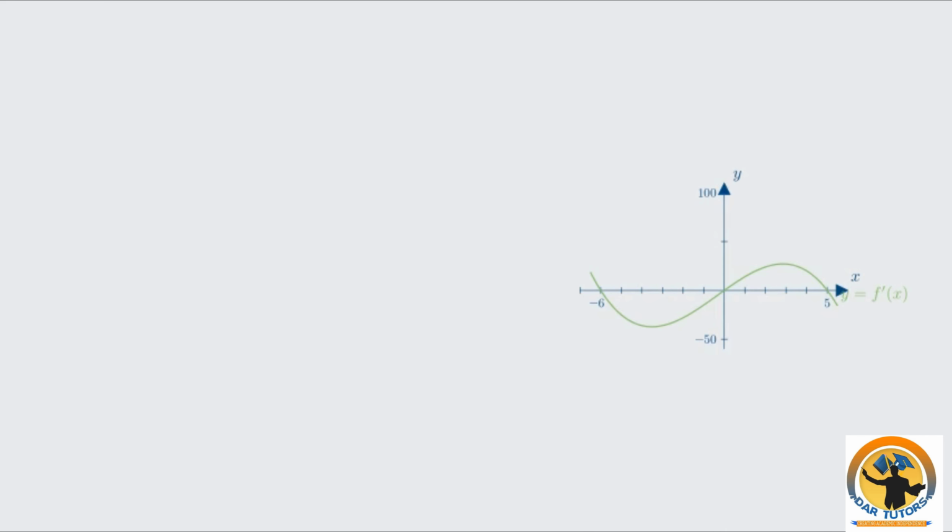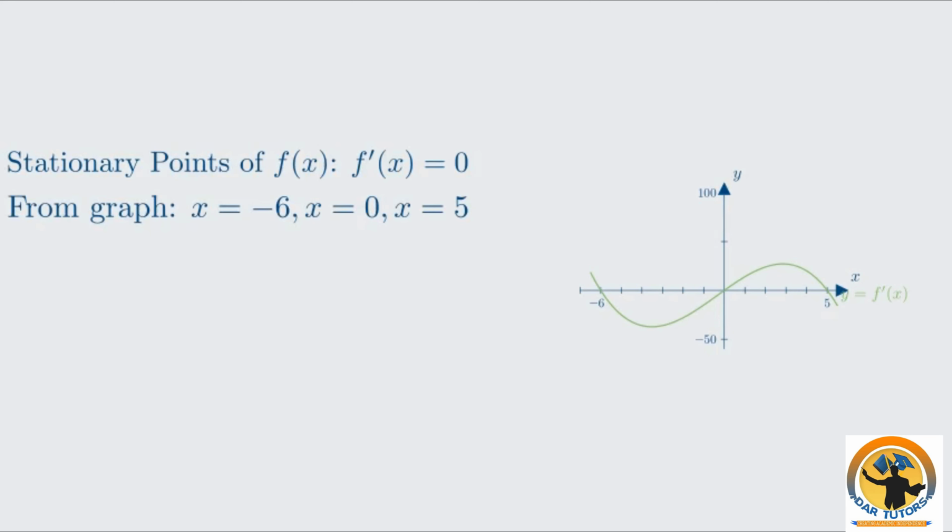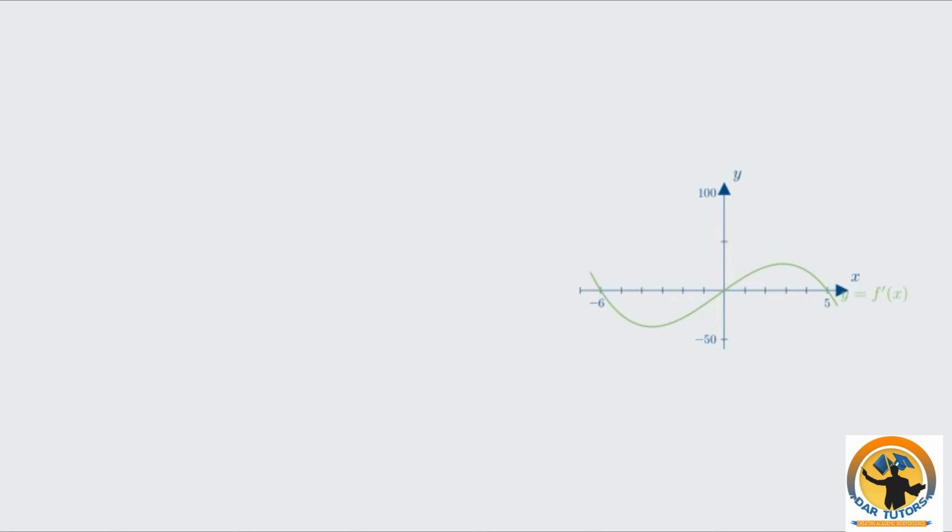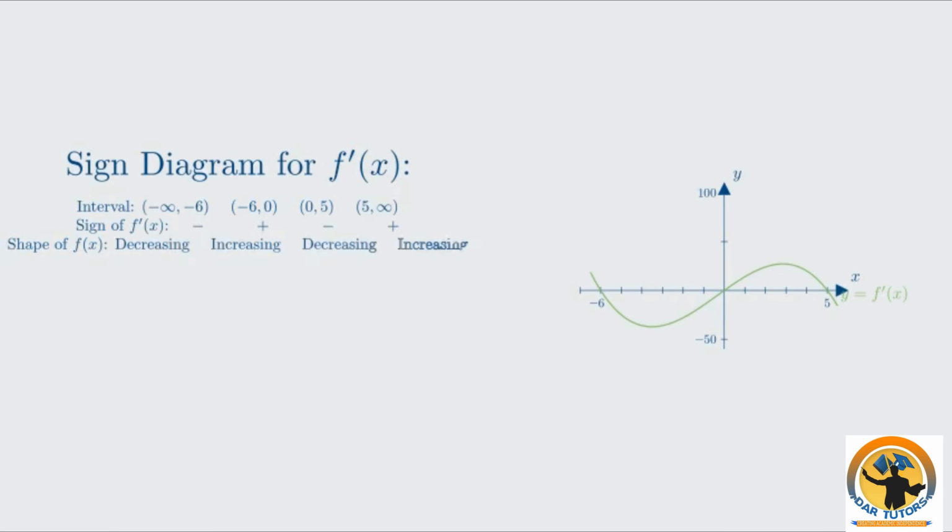First, let's find the stationary points of f of x. Stationary points occur where f prime of x equals 0. From the graph, this happens at x equals -6, x equals 0, and x equals 5. Now let's determine if these are local maxima or minima using the sign of f prime of x. Let's create a sign diagram for f prime of x.